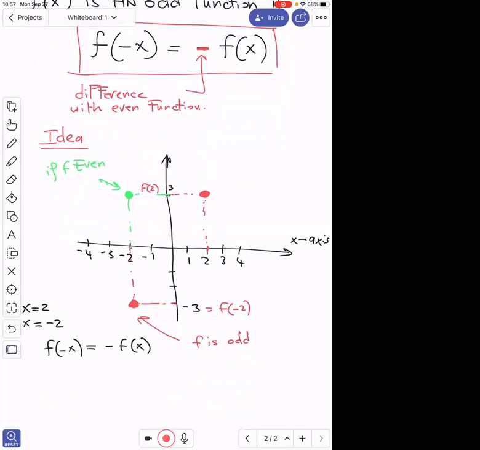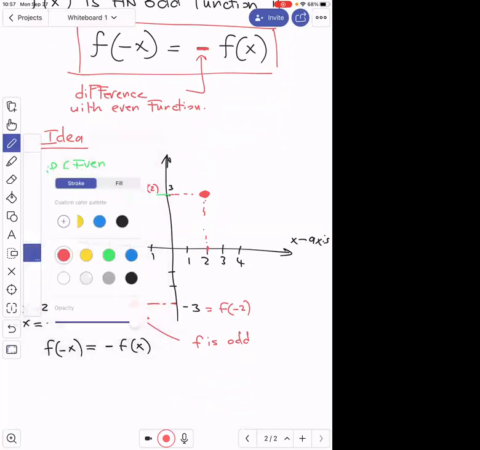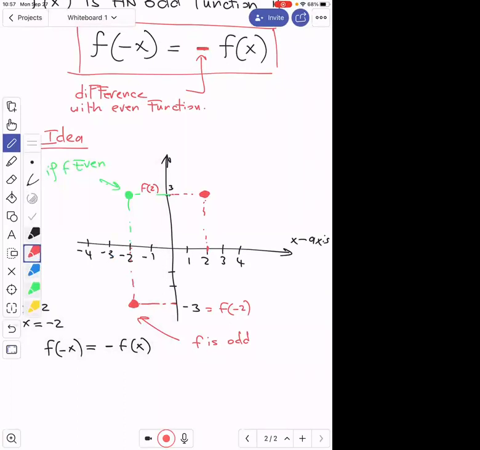All right, so let's take another point. Let's say x is equal to 4. Let's say f of 4 is equal to 1. So this is f of 4 right here. Now, f of -4 is going to be the opposite of f of 4. So if f of 4 was 1, then f of -4 is going to be -1. So f of -4 is going to be somewhere right here.